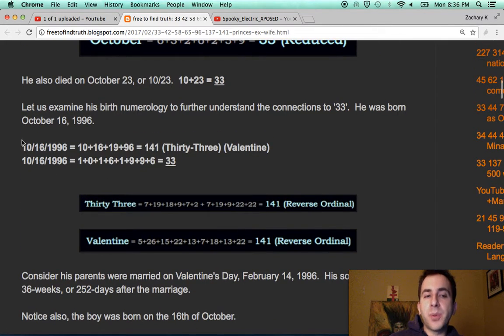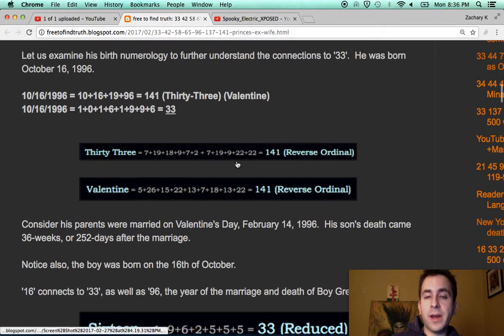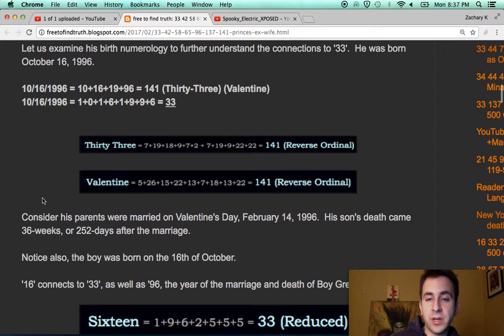The date he was born was October 16th, 1996. That was a date with 33 numerology, plus it's in October. And it was also a date with 141 numerology. If you write out 33, it sums to the same thing as 141. If you write out the word Valentine, it sums to 141. Prince and his wife, who had this child, were married on Valentine's Day, 1996, the year of the death, 36 weeks earlier.